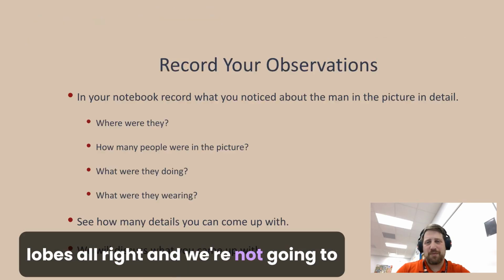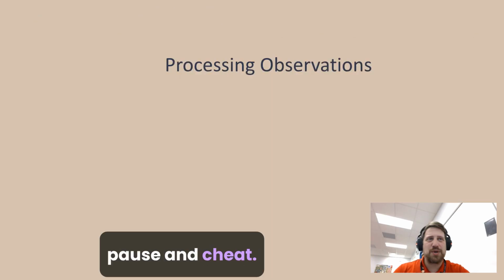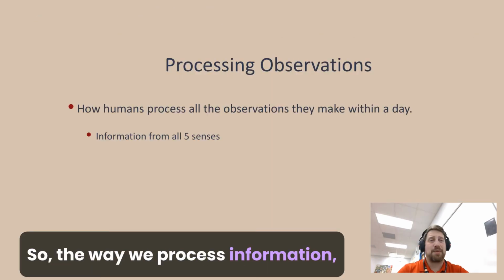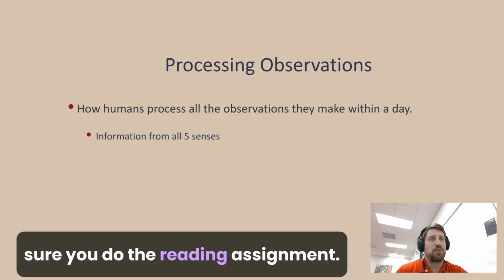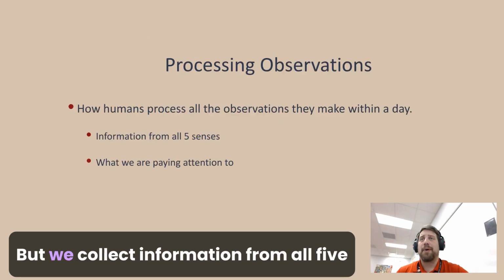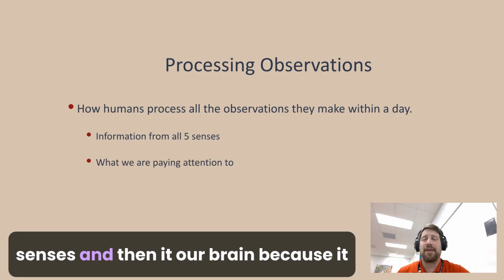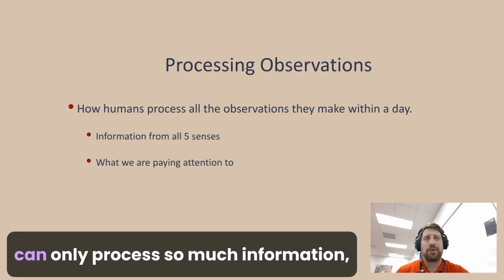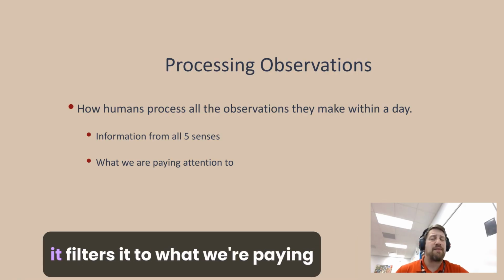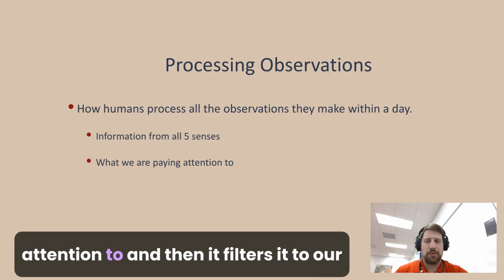All right. We're not going to observe that because you guys can just pause and cheat. So, the way we process information, this is in the reading as well, so make sure you do the reading assignment. We collect information from all five senses, and then our brain, because it can only process so much information, filters it to what we're paying attention to, and then it filters it to our perception.